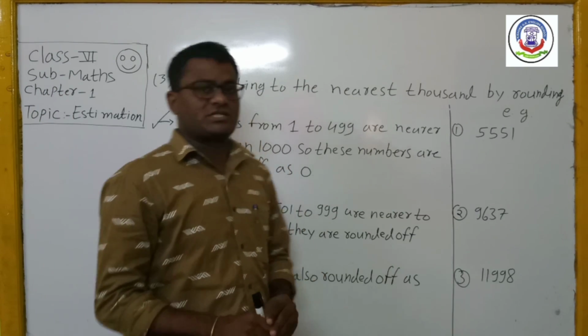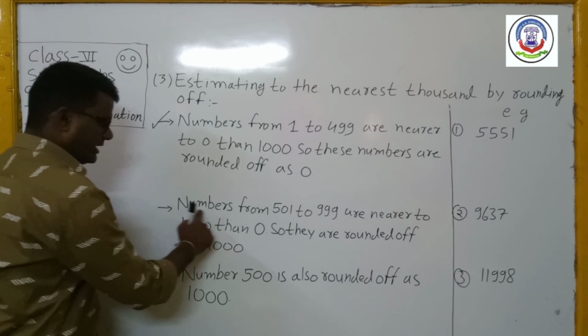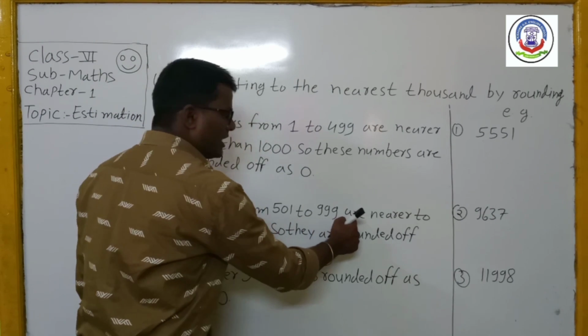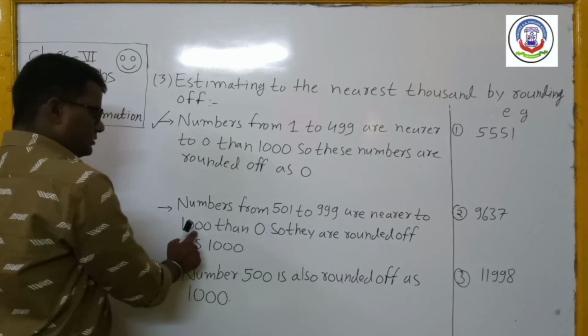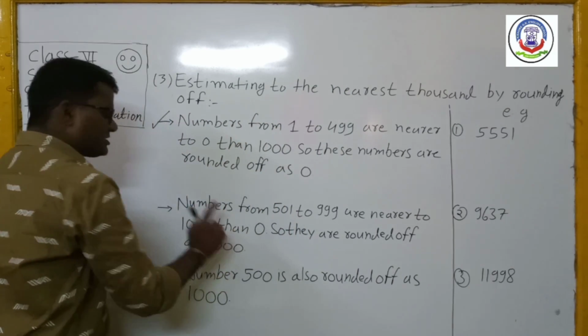Okay students, now we will move to another point, that is, numbers from 501 to 999 are nearer to 1000 than 0. So they are rounded off as 1000.